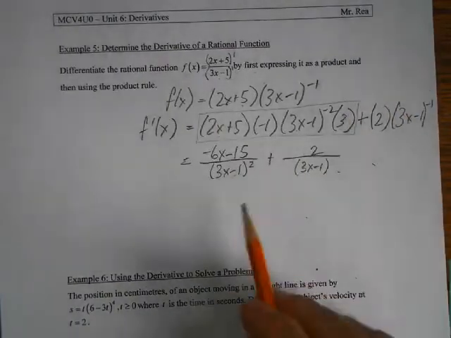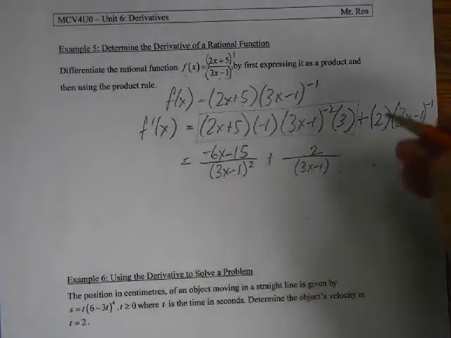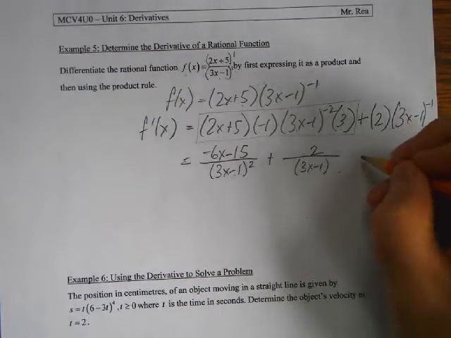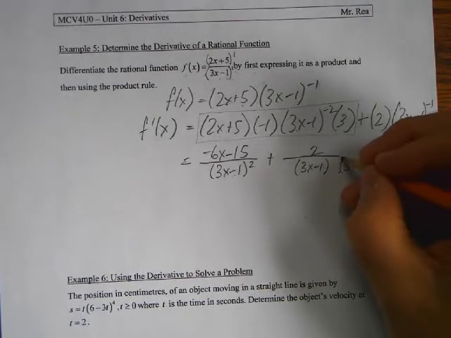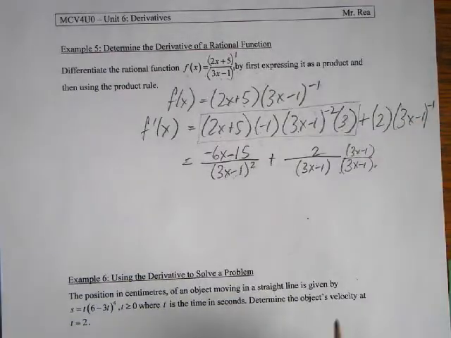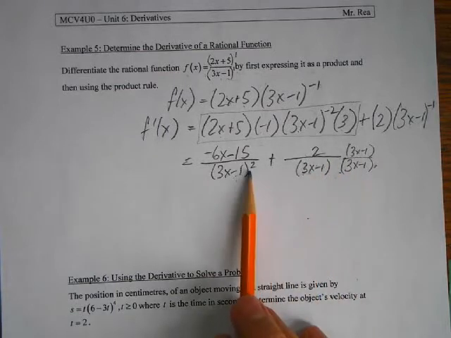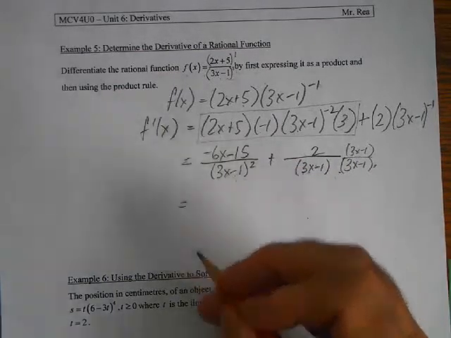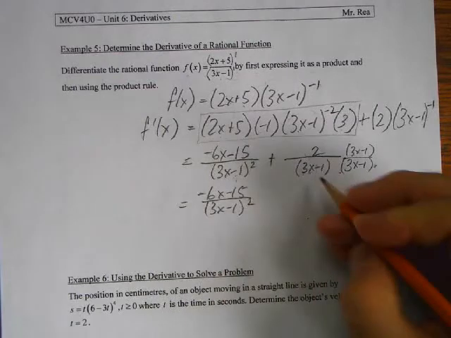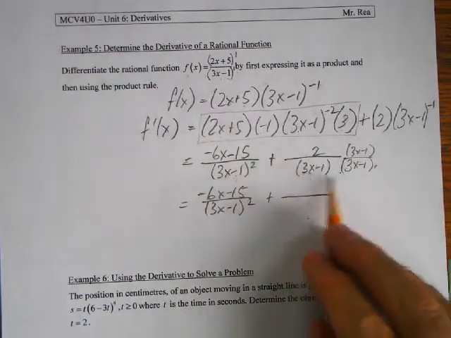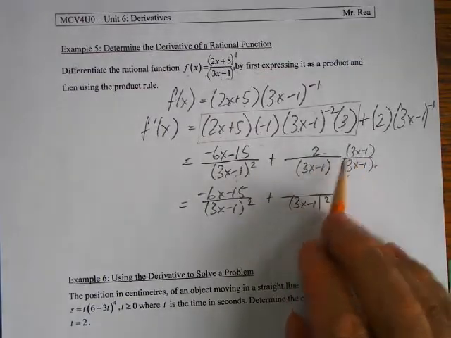Okay, and this, you can see here I've got a 3x minus 1 to a power. Well, all I have to do here is multiply the second expression by 3x minus 1 over 3x minus 1. And what that's going to do is create the same denominator over here as we have here. So when we do that, negative 6x minus 15 over 3x minus 1 squared, plus, now on the bottom we've got 3x minus 1 squared. On the top now we have 2 times this, so that's going to be 6x minus 2.